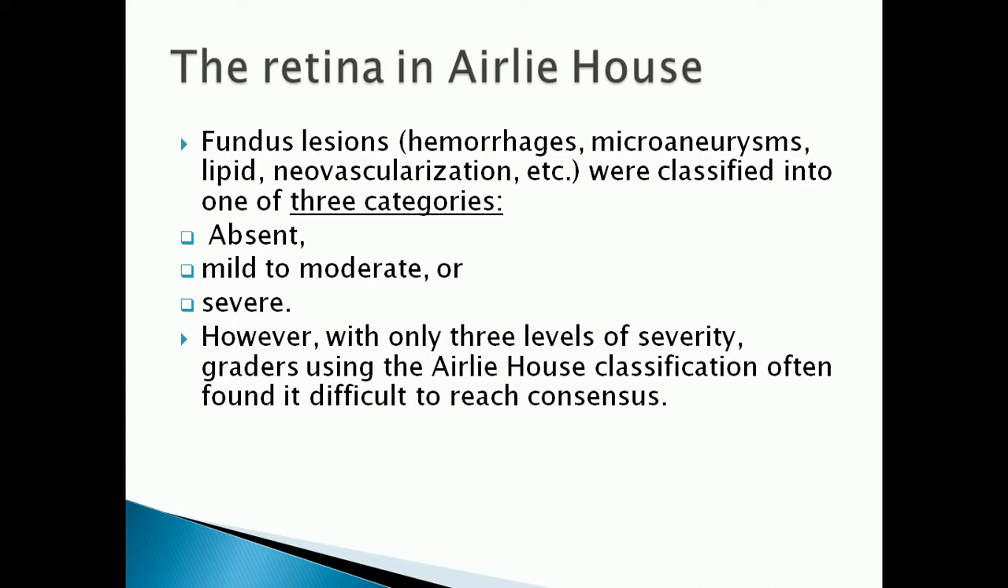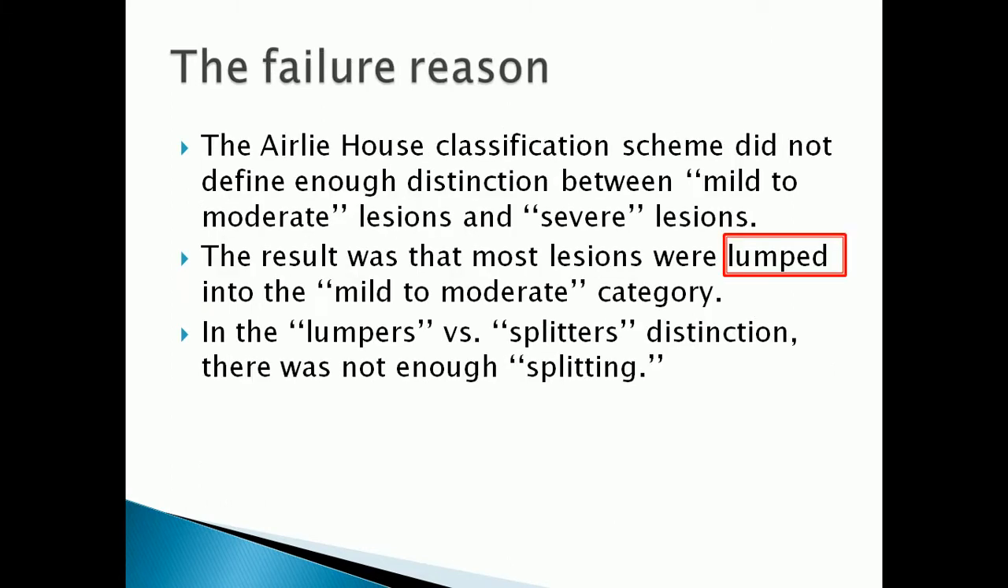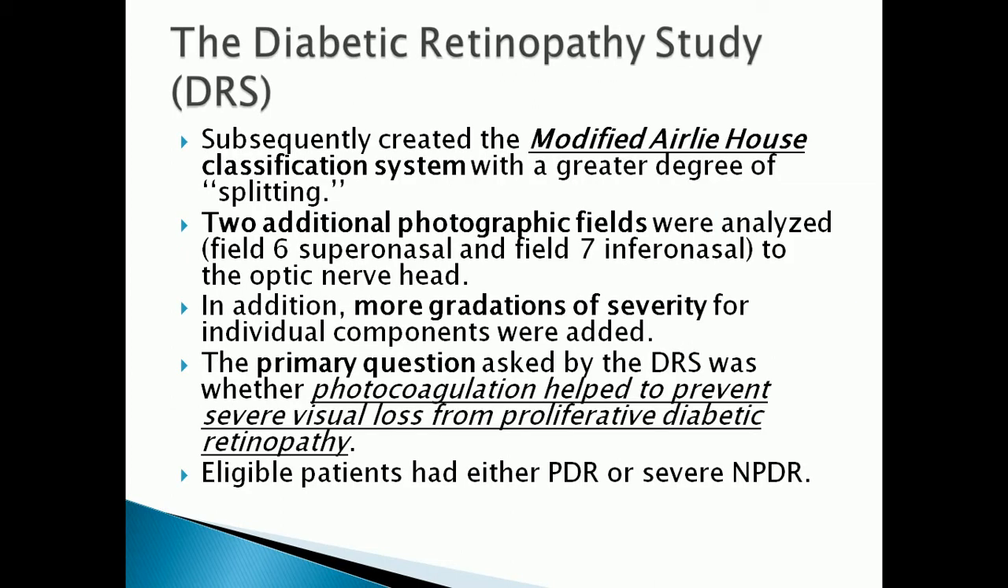However, with only 3 levels of severity, graders using the Airlie House classification often found it difficult to reach consensus. This system therefore fell short in its ability to communicate with consistency between the researchers. The reason for the failure of this classification was that it did not define enough distinction between the mild to moderate lesions and severe lesions. The result was that most of the lesions were lumped into the mild to moderate category. In the lumpers versus splitters distinction, there was not enough splitting.